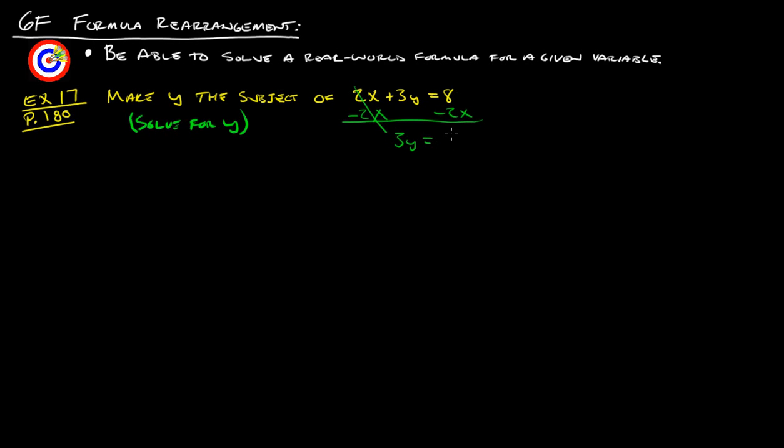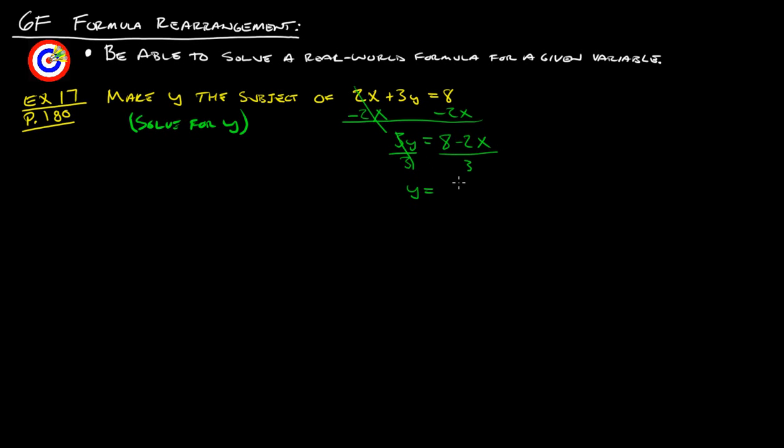And then over here we have, you can write it as 8 minus 2x if you want, or you can write 2x minus 8 either way. Oh, sorry, negative 2x plus 8. You could write it that way too. So to get y by itself, we have to divide both sides by 3.